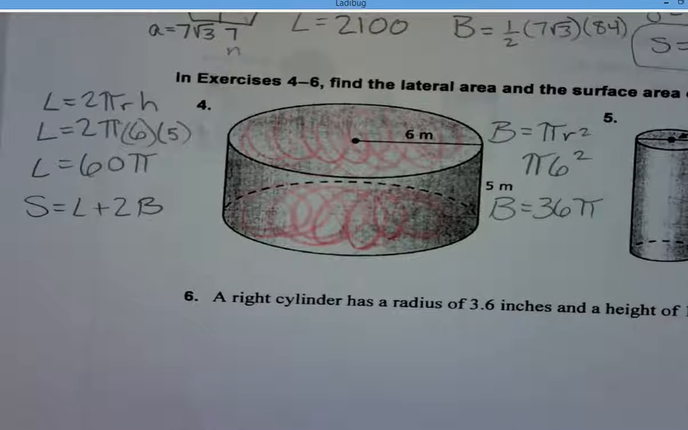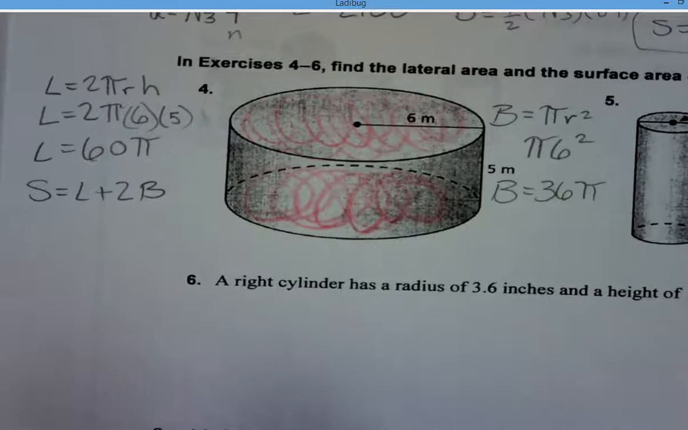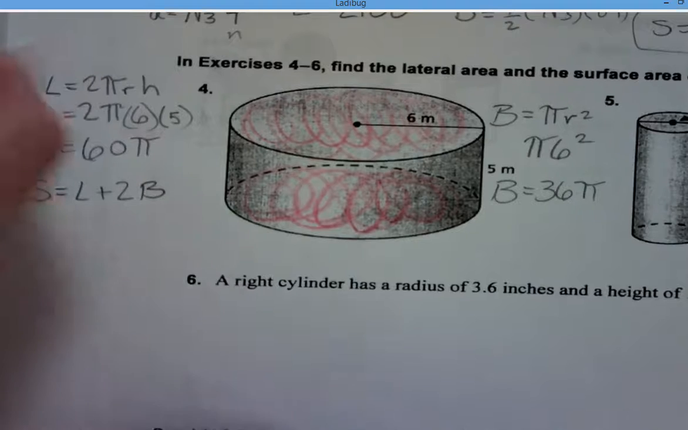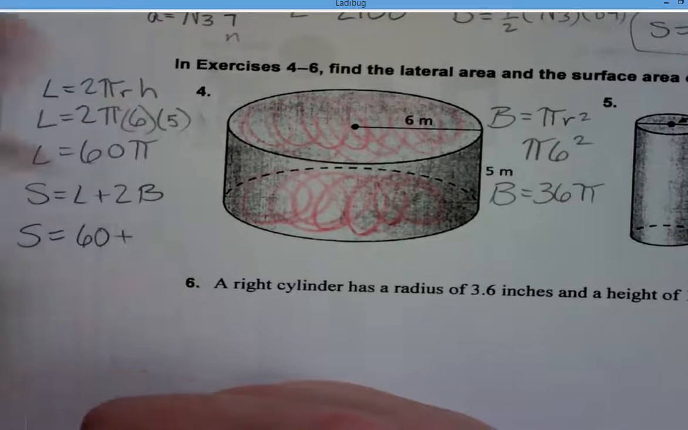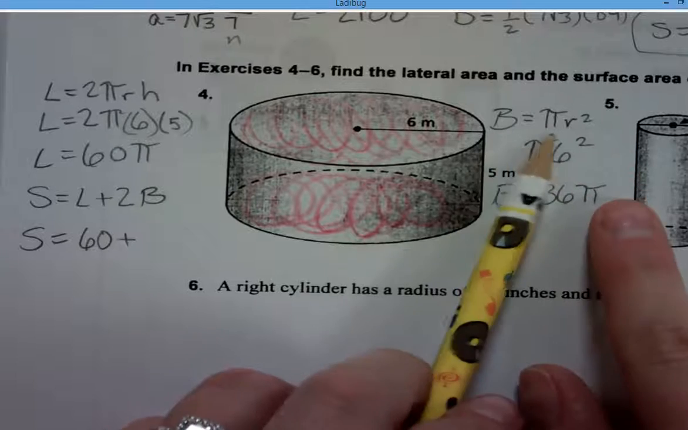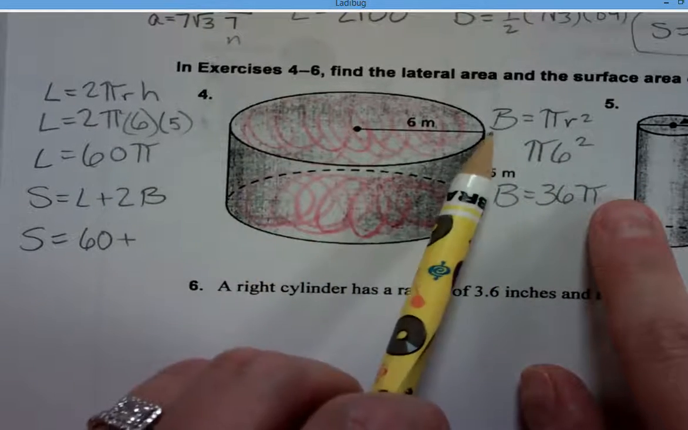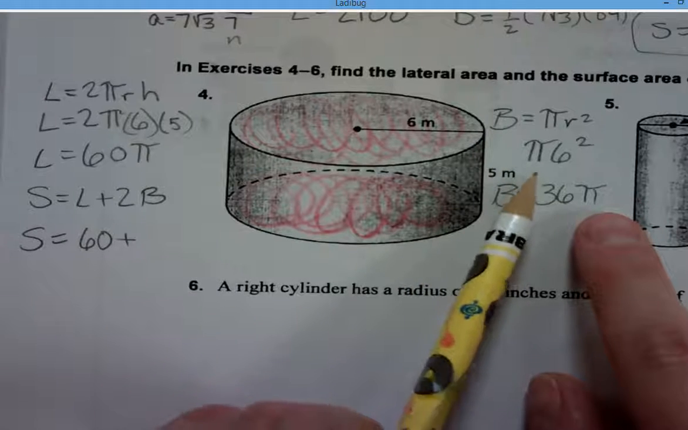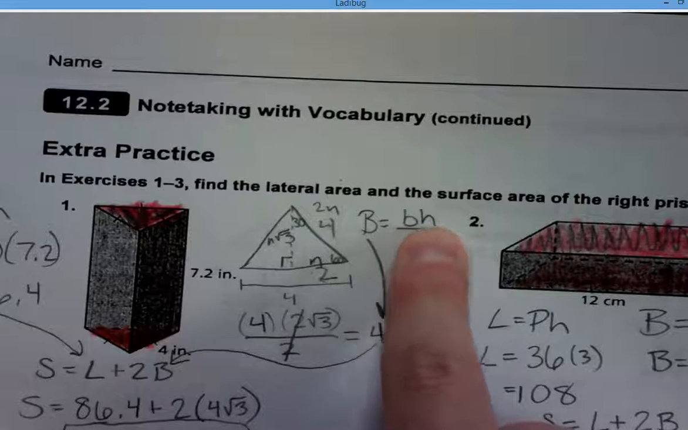So finding the area of the base, just write it down. We're good. I'm not writing. Maybe y'all are writing too slow. So surface area equals our lateral area, which we found over here, 60 pi, and then 2 of our capital B's. The capital B's will always be the area of the base. For a cylinder, our capital B will always be pi r squared. Why is it capital? Because if you put a lowercase b, it's like the base length of that.